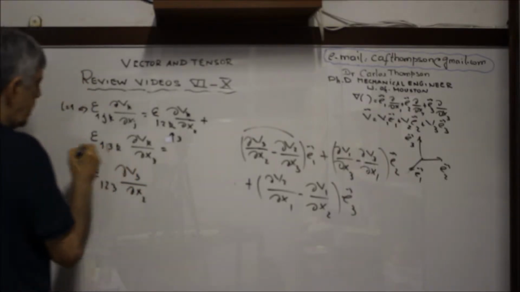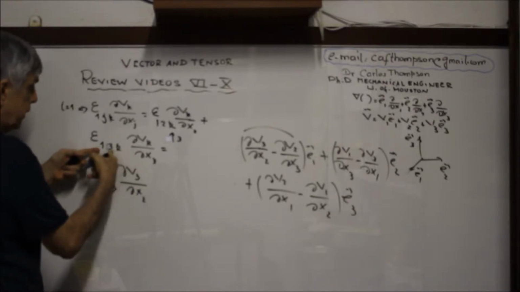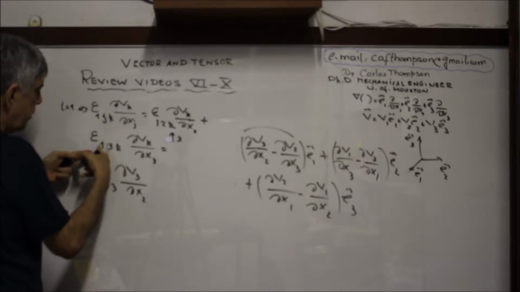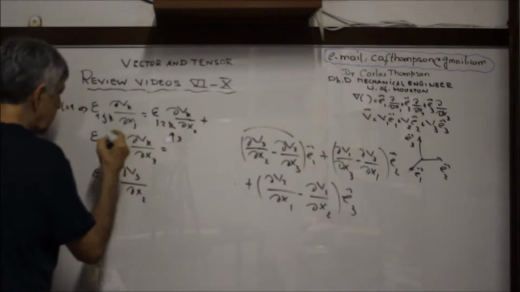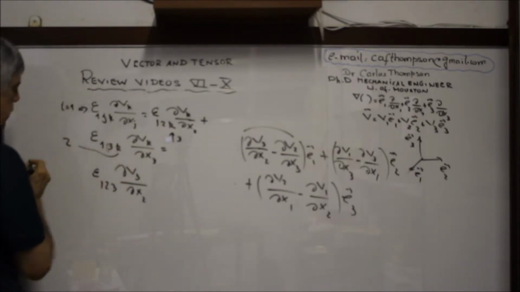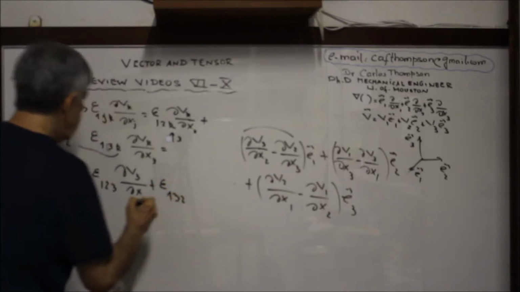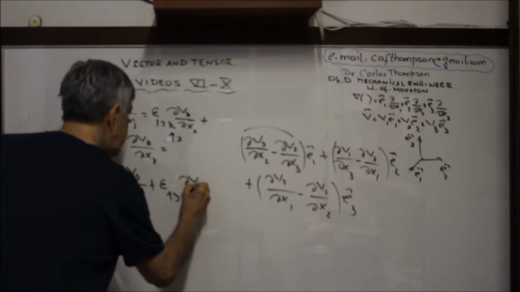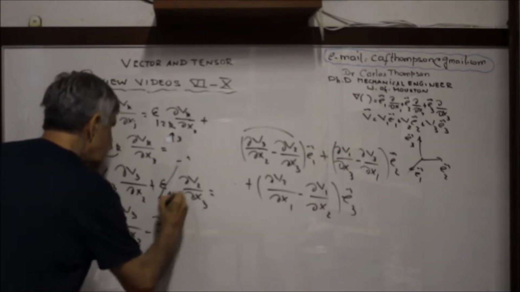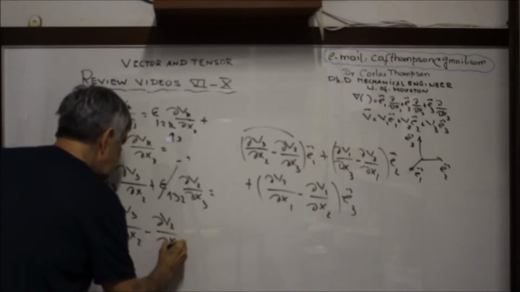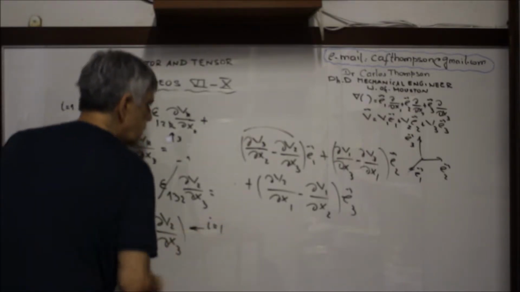See? Now on this term over here, k cannot be 1, k cannot be 3, because if k is 1, epsilon 1, 3, 1 is 0. If k is 3, epsilon 1, 3, 3 is 0. So k must be 2 over here. So this plus epsilon 1, 3, 2 partial of V2, see k is 2, partial x3. Now, partial of V2 with respect to x3. So this is for i equal to 1.